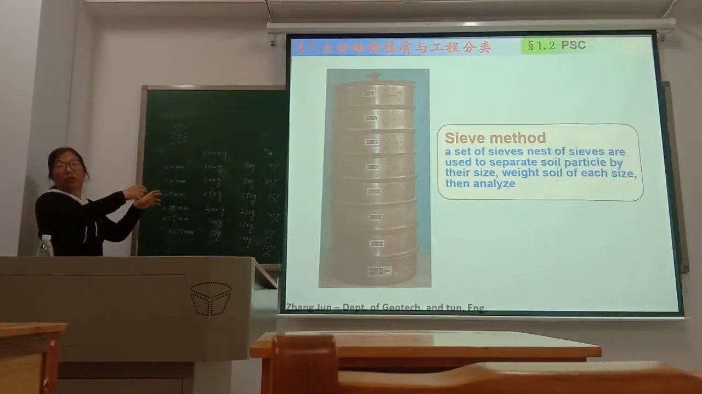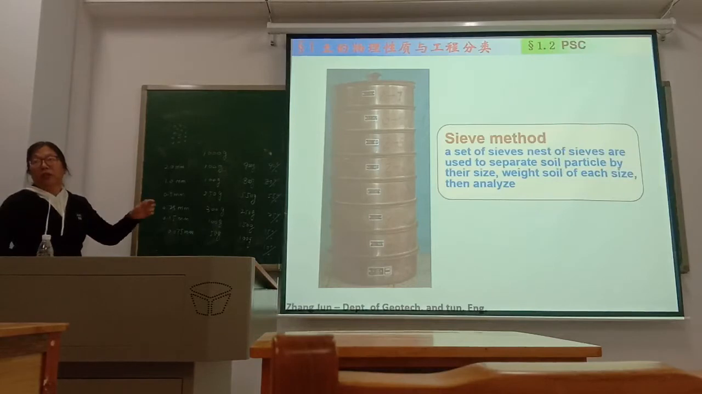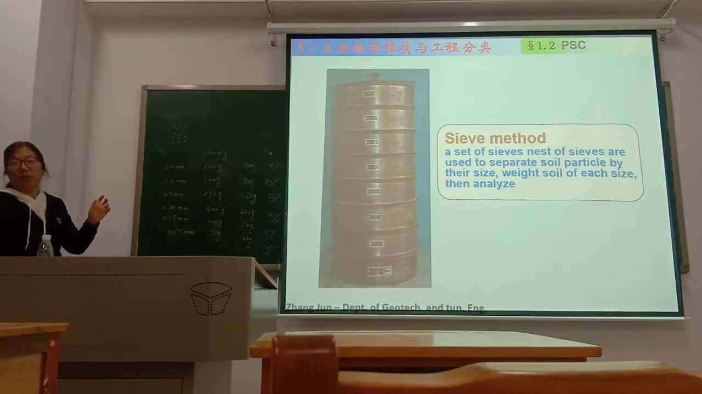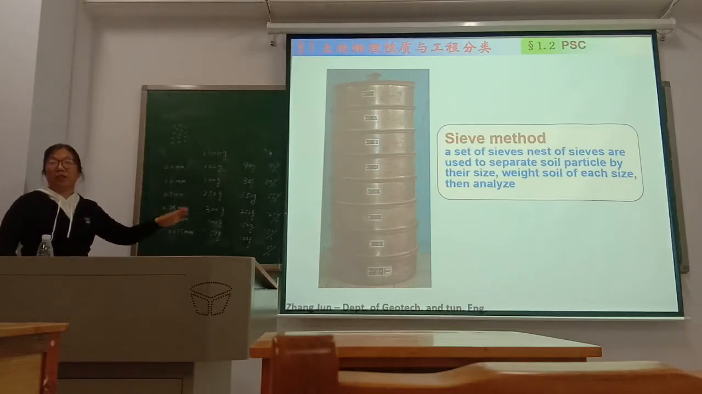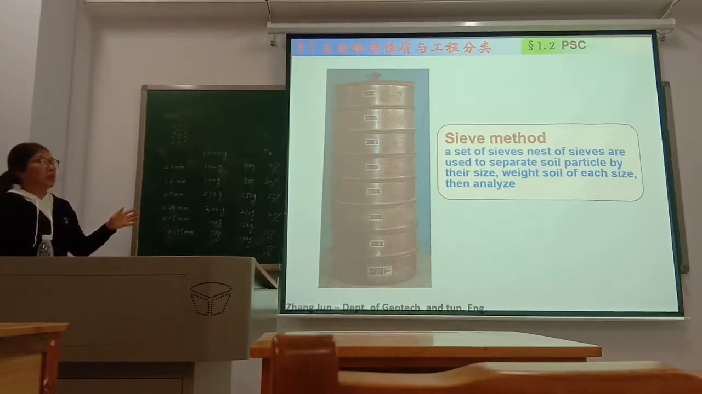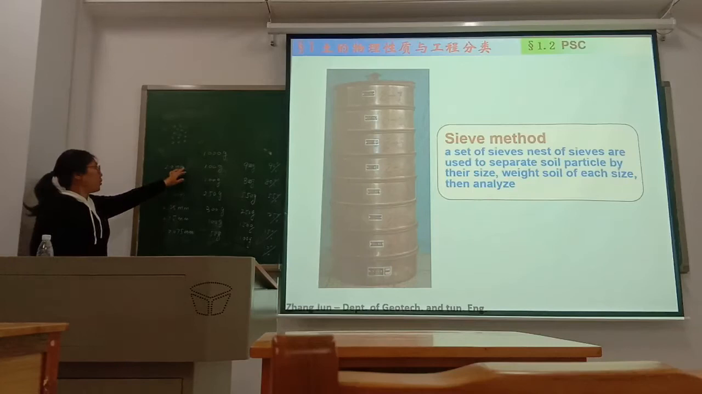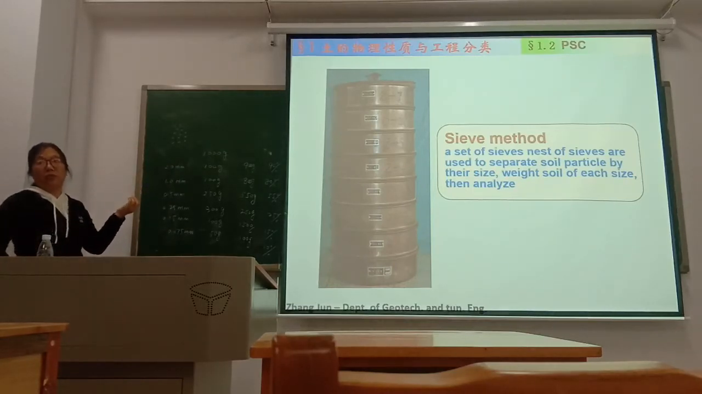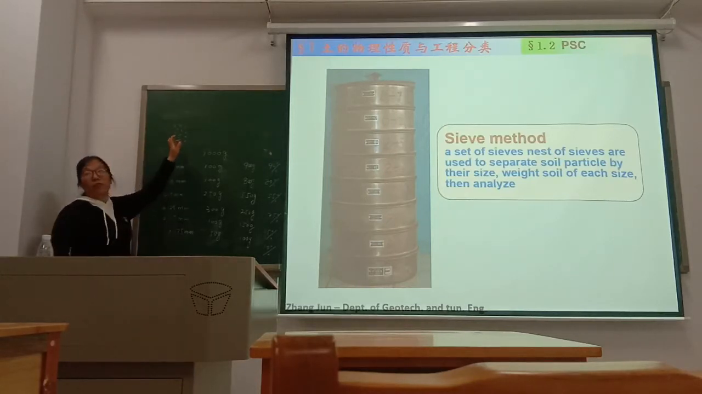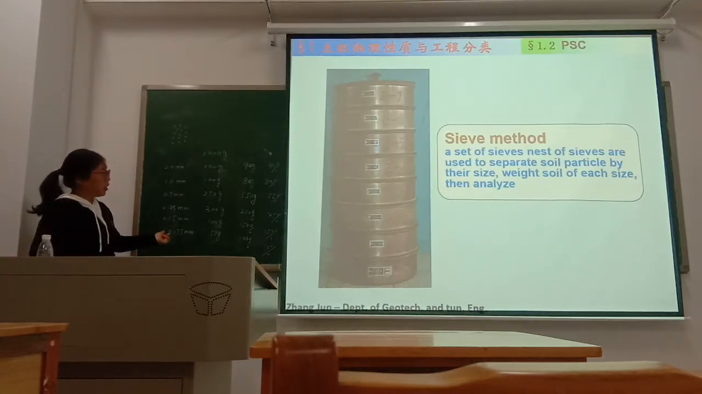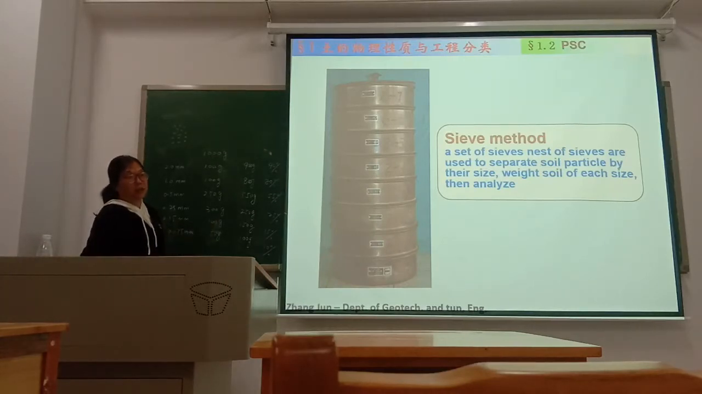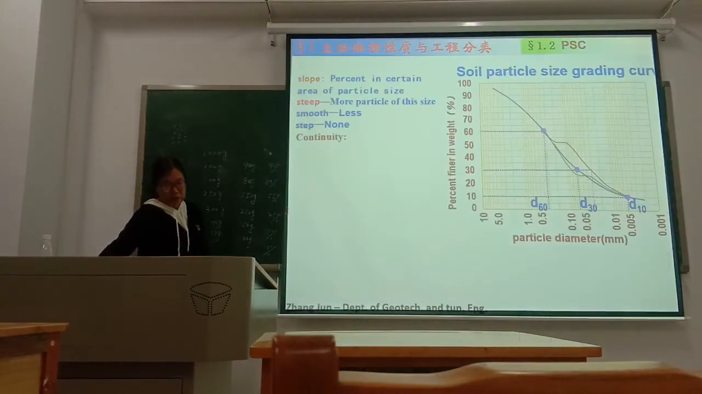A series of sieve nets, and we check the soil sample, and the small size particles will pass through the nest. Okay, so we can separate various kinds of particles. Here, the diameter is not the soil diameter, but the sieve diameter. So using this method, we can obtain the figures.